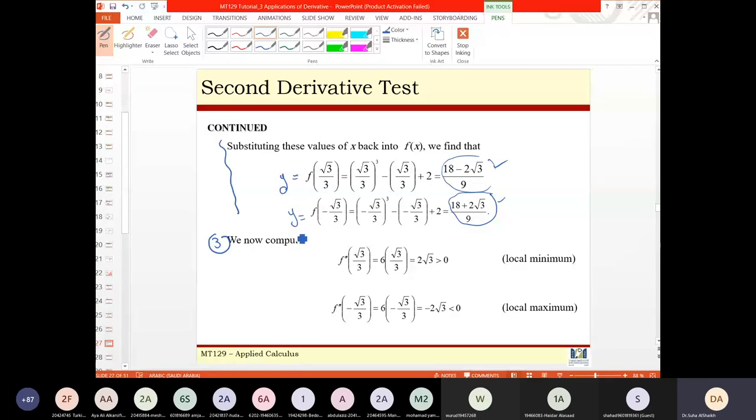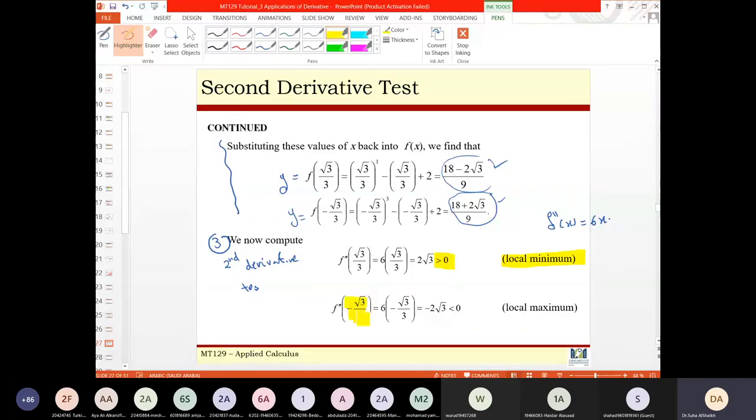Number 3, we want to study the second derivative test now. We find f double dash. It is equal to 6x. So f double dash of root 3 over 3 is 6 times root 3 over 3. It is 2 root 3. What we care about mostly is whether it is positive or negative. It's positive, which means minimum point.